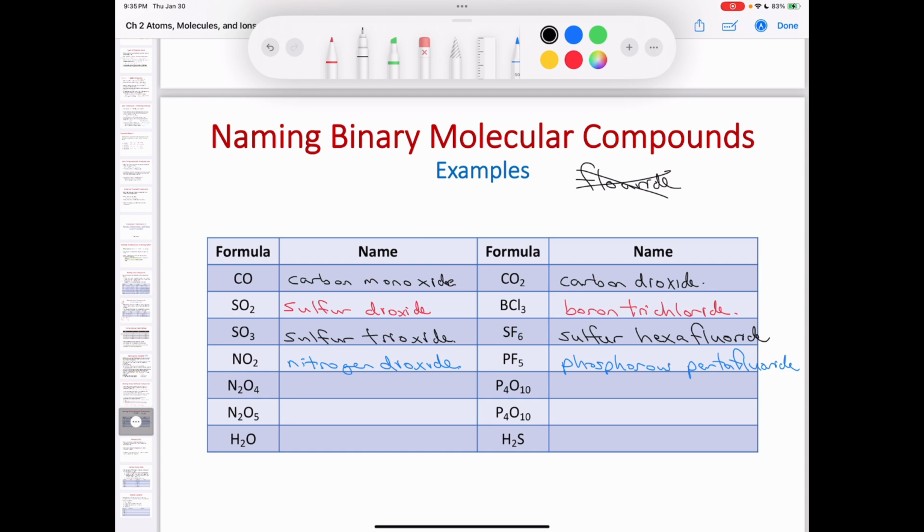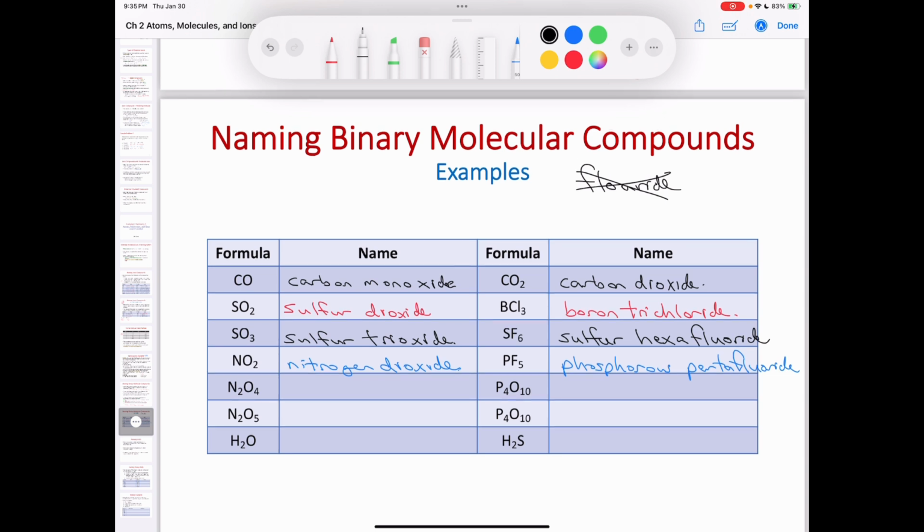Okay, let's see if we can name these. We've got dinitrogen tetroxide, so dinitrogen. It's not tetraoxide, it's tetroxide. Like that. Then we have dinitrogen pentoxide. Not pentaoxide, right? Pentoxide.